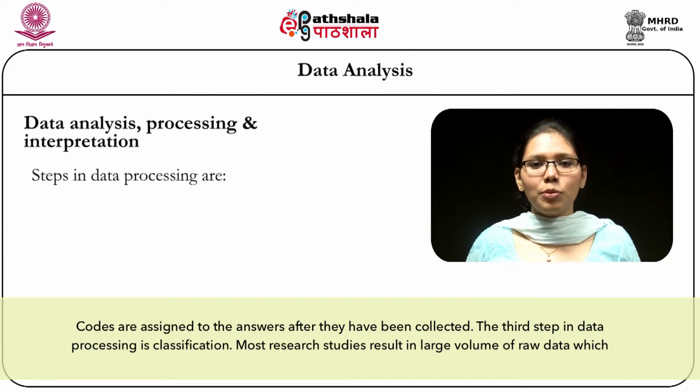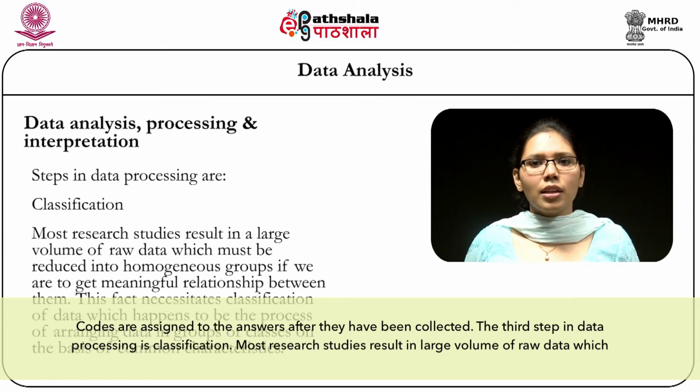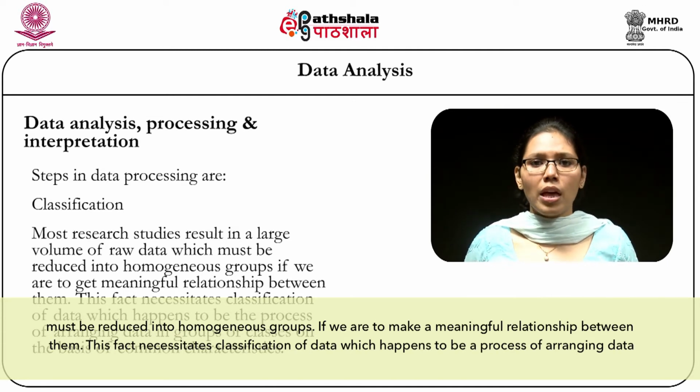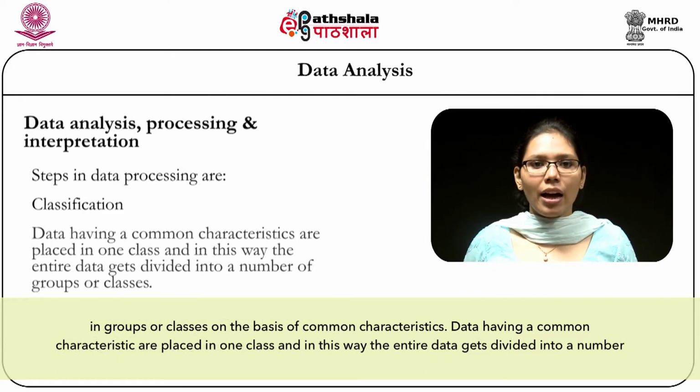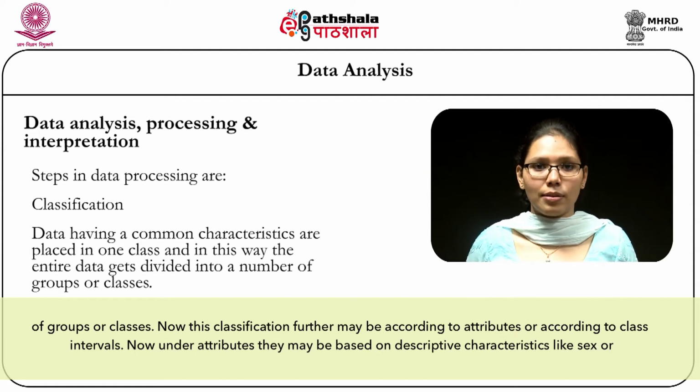The third step in data processing is classification. Most research studies result in a large volume of raw data, which must be reduced into homogeneous groups if we are to make a meaningful relationship between them. This fact necessitates classification of data, which happens to be the process of arranging data in groups or classes on the basis of common characteristics. Data having a common characteristic are placed in one class, and in this way the entire data gets divided into a number of groups or classes.